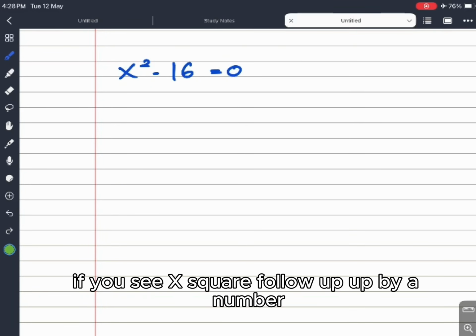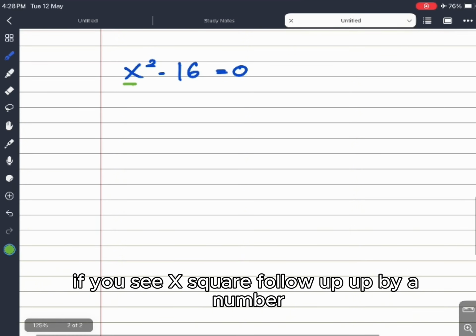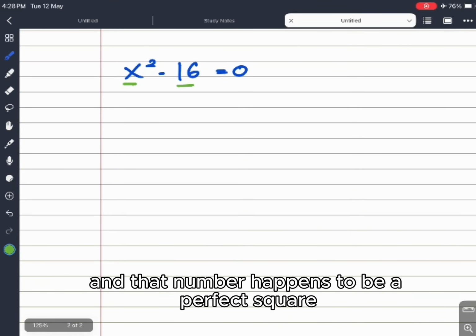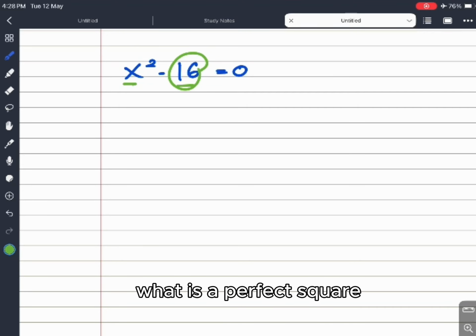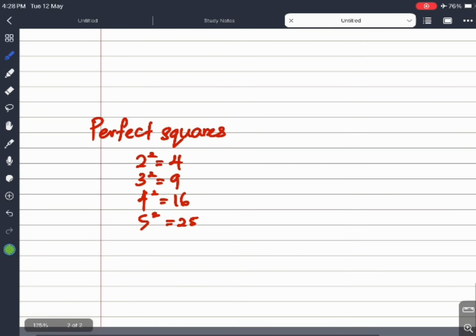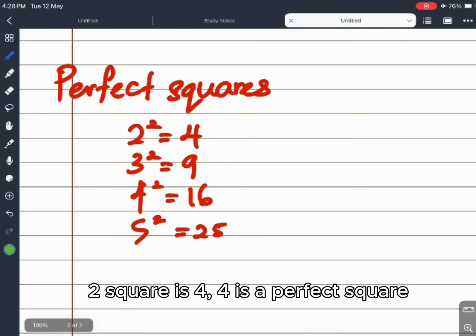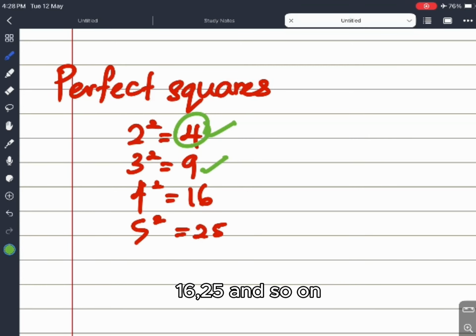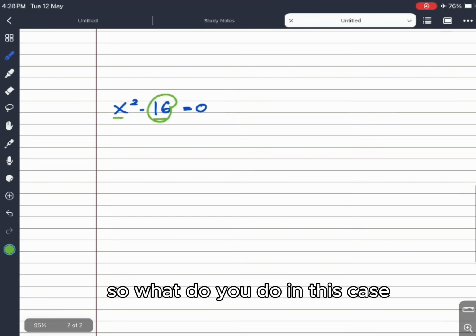This is the first example. If you see x squared followed by a number, and that number happens to be a perfect square. What is a perfect square? These are perfect squares. 2 squared is 4, 4 is a perfect square, 3 squared is 9, 9 is a perfect square, 16, 25, and so on. So what do you do in this case?